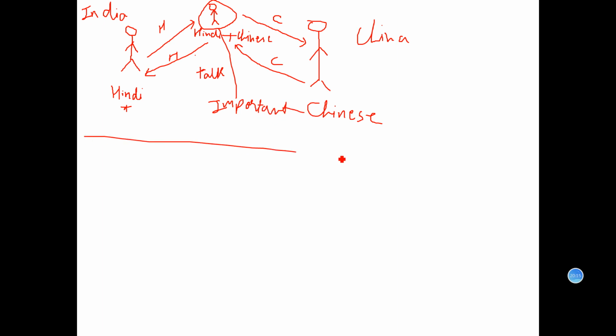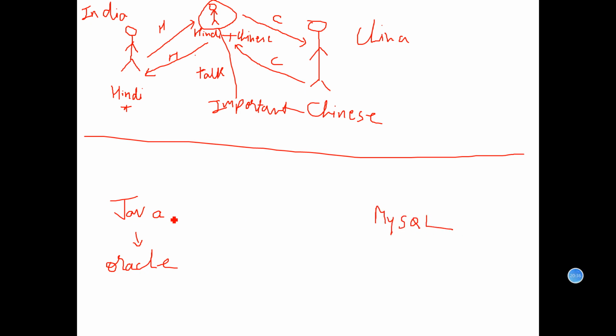Now the same thing happens in a program. Now you have Java. Java is a product of which company? Can you tell me? It's a product of Oracle. And MySQL is another product. Now this Java and MySQL want to communicate, want to talk with each other. They cannot talk directly.